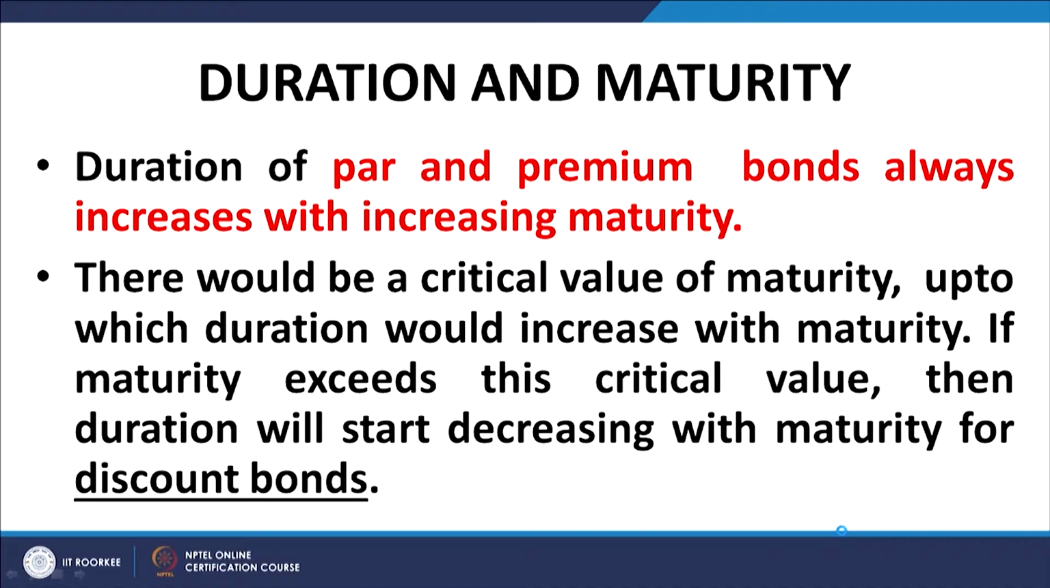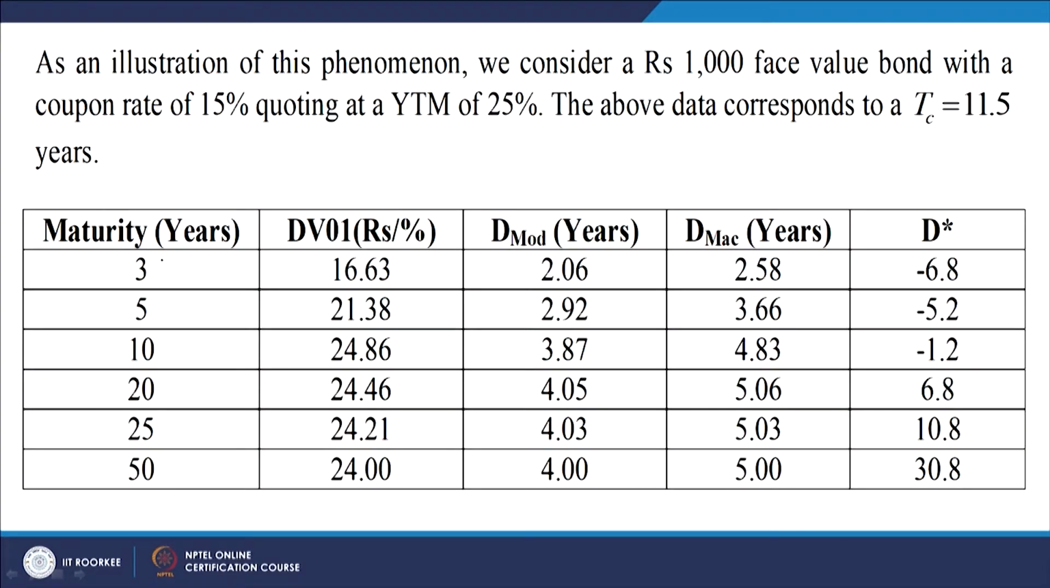Duration and maturity: for par and premium bonds, duration increases with maturity, there is no dispute about that. But as far as discount bonds are concerned, duration shows a slightly anomalous behavior. Up to a critical value of maturity, duration increases, and then it starts to decrease until it reaches the perpetuity value. You can look at it in this figure. As the maturity increases, from 4.3 it goes to 5.06, and then it starts declining, and gradually it tapers down towards 5.00, which is the duration of a perpetuity.